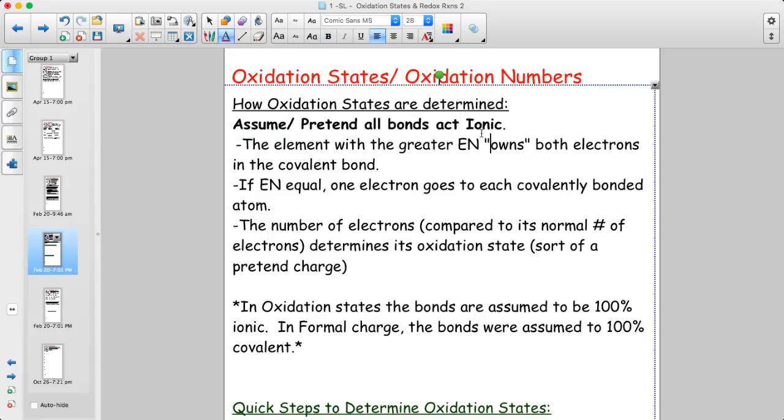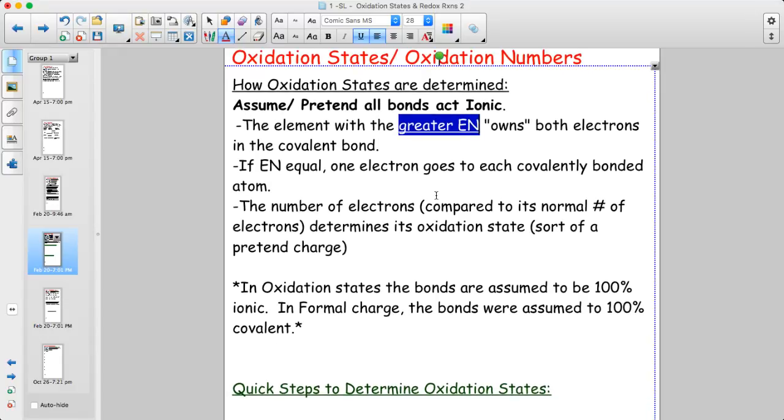Okay, the rules for it, where it comes from, is you're assuming or pretending that every single bond acts ionic. And when things are ionic, that means you have ions. You don't have sharing of electrons. You have one element owning the electrons and the other one losing them. So the way the system works, if you actually draw out a Lewis structure, would be that the element with the greater electronegativity, we say it sort of owns both of the electrons in the covalent bond. And that's how you decide which elements have the electrons and which ones don't.